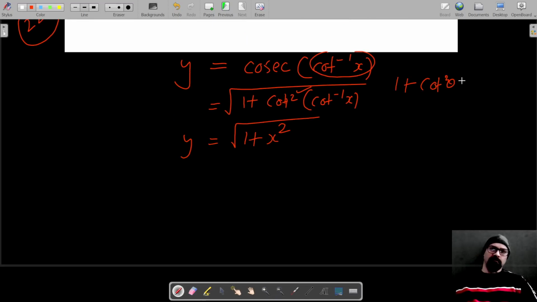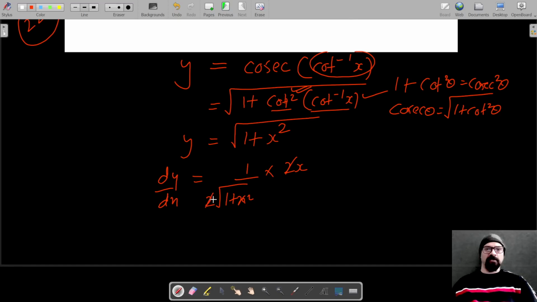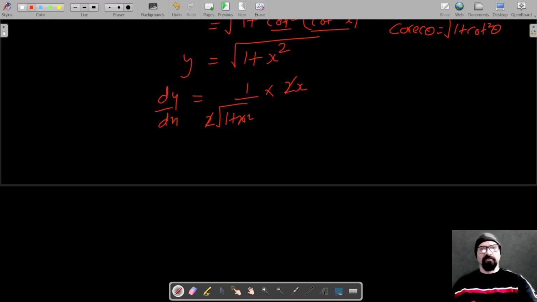So we have used the identity here, 1 plus cot square theta is equal to cosecant square theta, which gives me cosecant theta is equal to under root 1 plus cot square theta. Now cot of cot inverse x is x, and we have to square that, so it's x square. Now let's differentiate this, so dy by dx is equal to, the differentiation of under root of 1 plus x square is 1 upon 2 under root 1 plus x square, and differentiation of x square is 2x. This gets cancelled. So dy by dx, let's rearrange this.